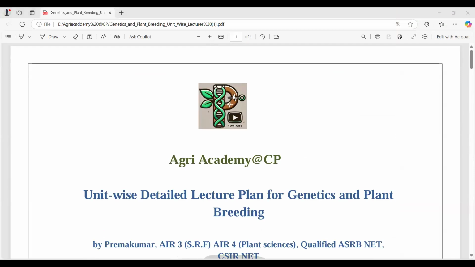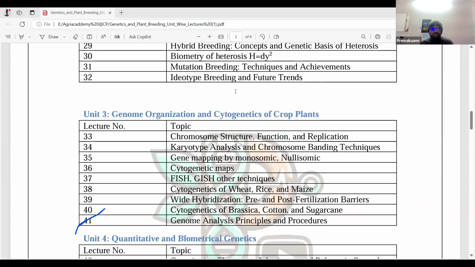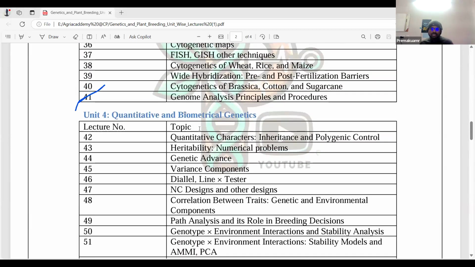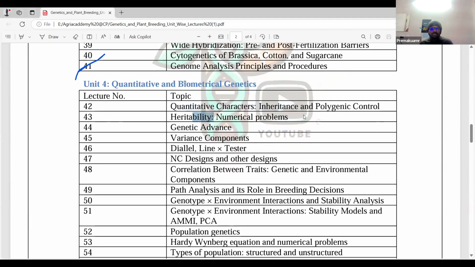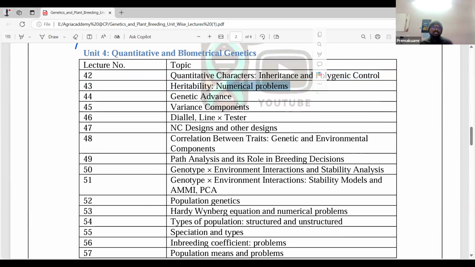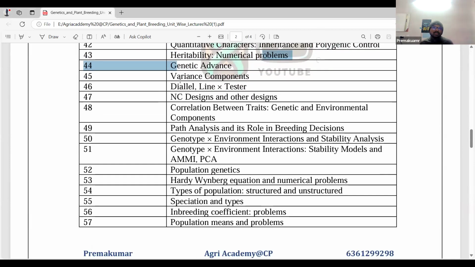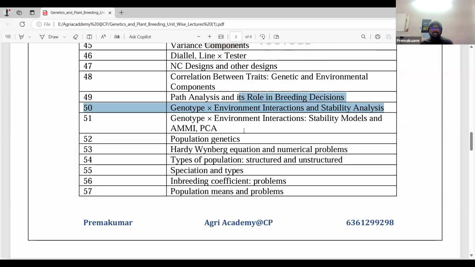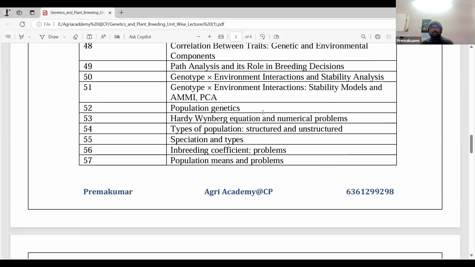Quantitative genetics, sir. I told you now, quantitative genetics. These are the topics I am going to cover: quantitative characters, what is heritability, and some previously asked questions about heritability. We have discussed genetic advance, same thing only. Then variance components I am going to discuss, line x tester, North Carolina designs, and correlation and regression I am going to discuss. Path analysis I am going to discuss. Then G x E interaction, it's very important, I am going to discuss. And population genetics, I am going to discuss what is Hardy-Weinberg equilibrium, structured and unstructured populations, and speciation.